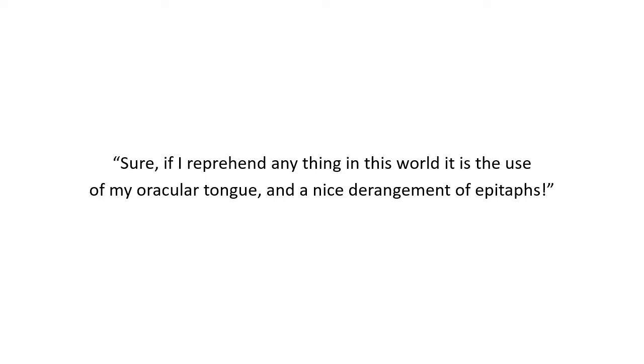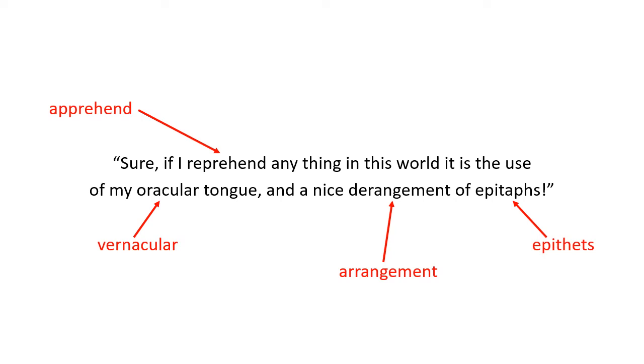And the most sophisticated example of malapropism is this one. "Sure, if I reprehend anything in this world, it is the use of my oracular tongue and a nice arrangement of epitaphs." Mrs. Malaprop made a lot of mistakes when producing this sentence. There are at least 4 words improperly used because she wanted to say, "Sure, if I apprehend anything in this world, it is the use of my vernacular tongue and a nice arrangement of epithets." Again, the point is the same. We can understand these sentences even in cases when they include a mistake, or a lot of them.